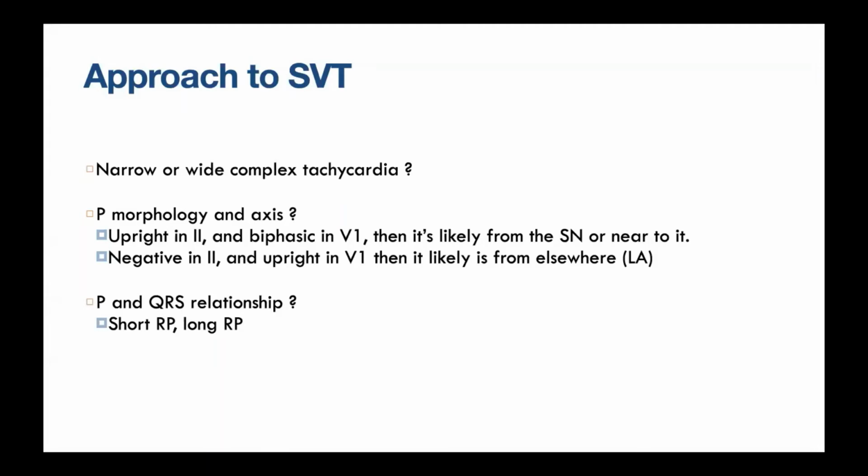Try to localize the P wave, because usually in this tachycardia, the P wave is not very clear and it's tricky. Sometimes you find it hidden in the T wave. Sometimes you find it just close to the QRS. So look for the P wave morphology and the axis of the P wave. After you decide this is SVT and you have seen the P wave, look at the relation between the P wave and QRS. Is it a short RP or long RP tachycardia?